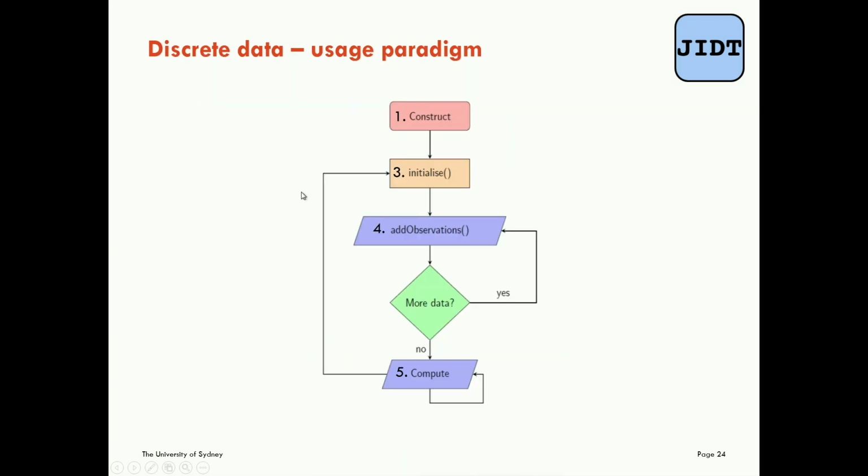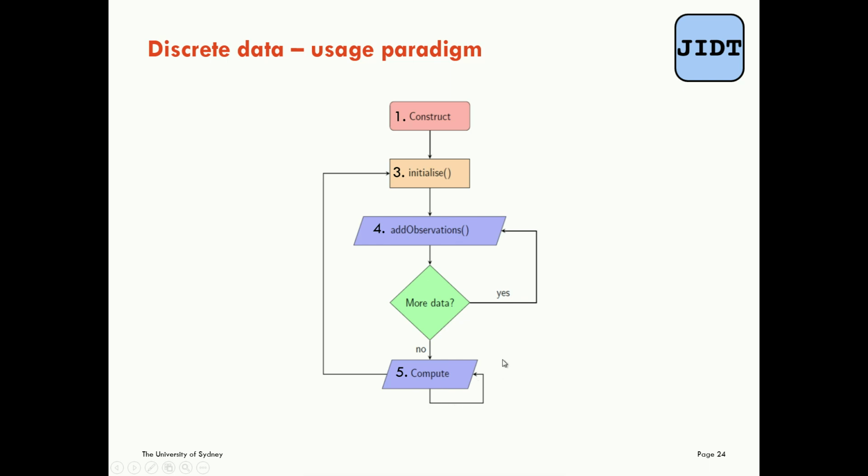Moving on, how do we use the discrete data calculators? This flowchart explains that we have a number of steps where we construct the calculator, we initialize it, we add some observations in, we can do that multiple times, and then we can make a computation, and we can make various computations at that point.